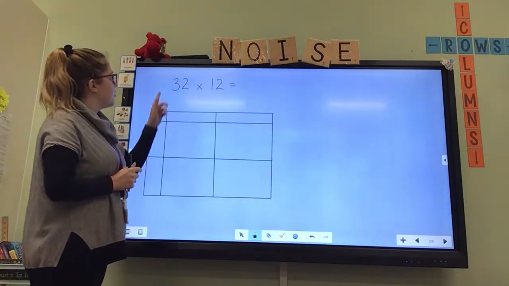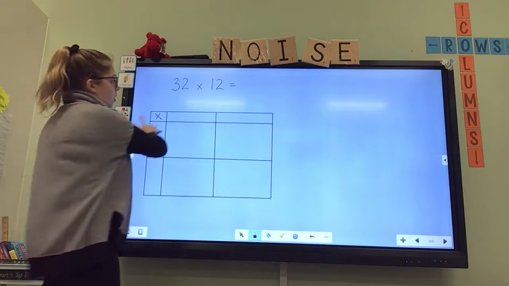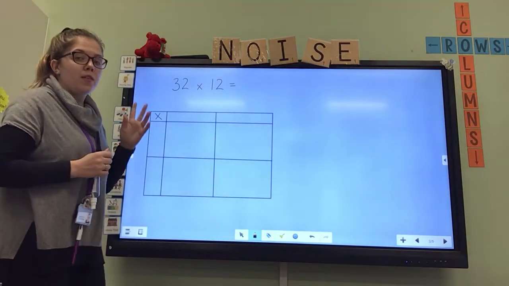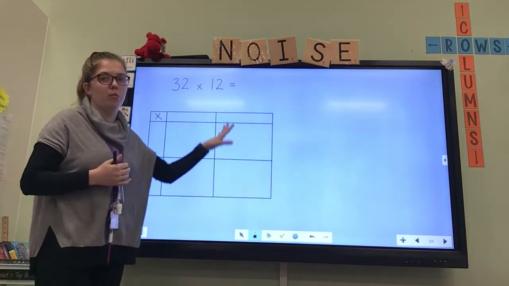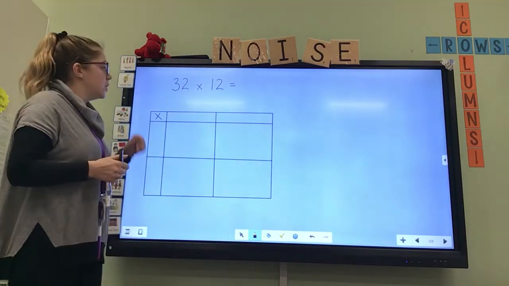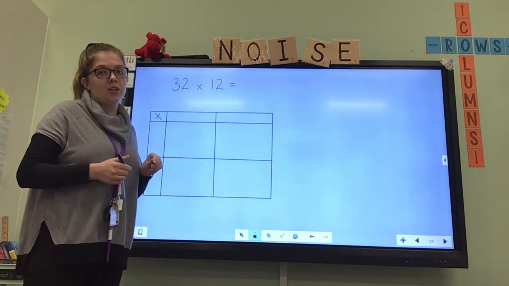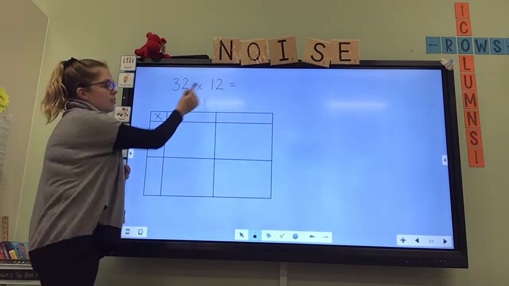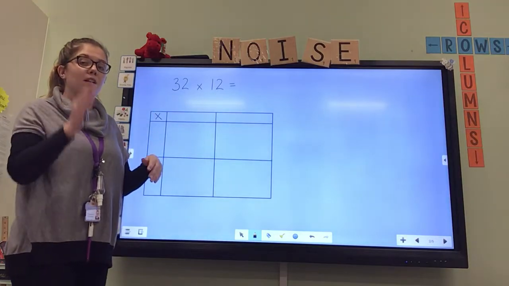On the board, I've got 32 multiplied by 12. And I've got a grid set up here. Some of you might be wondering what this is for. There is a method you can use for multiplying called the area model or the grid model. This helps us to see all the different calculations we need to do. So first, you need to partition your two numbers, so split it into your tens and ones.